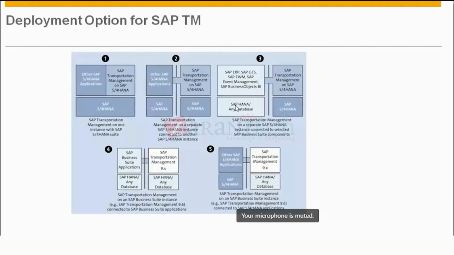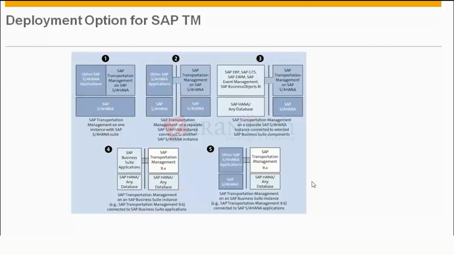But on the right hand side, you can see the transportation management server and system. So there you can see, okay, my ECC is going to take time, but I need to implement my TM. So what will I do with my TM? Let's take TM on the latest technology only, which is S/4HANA. So that is the third option you have.